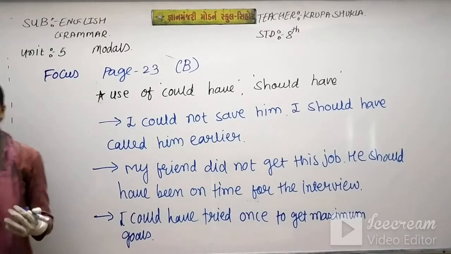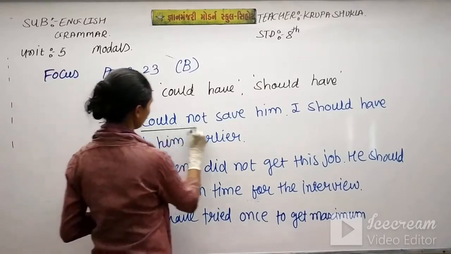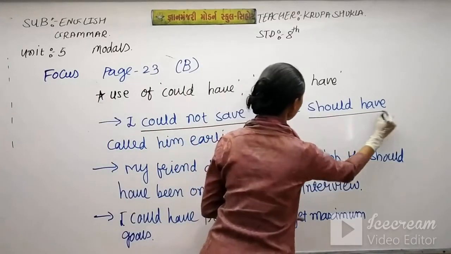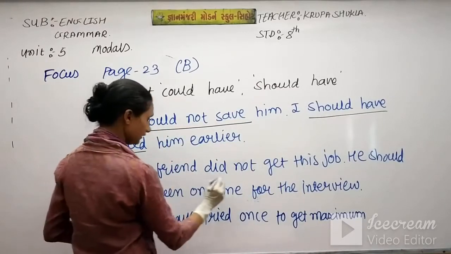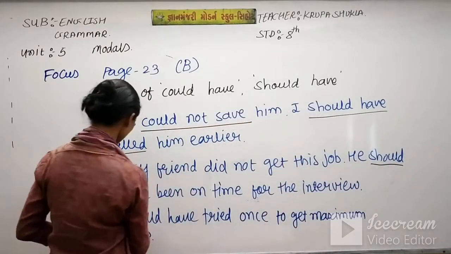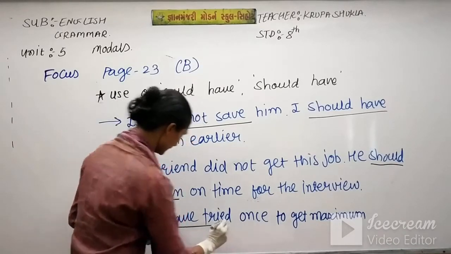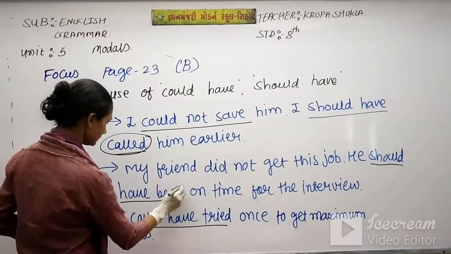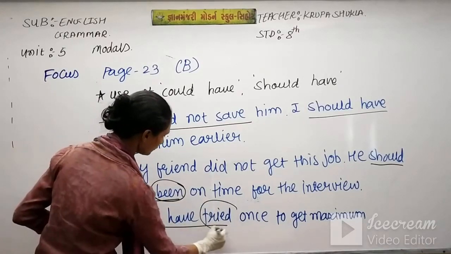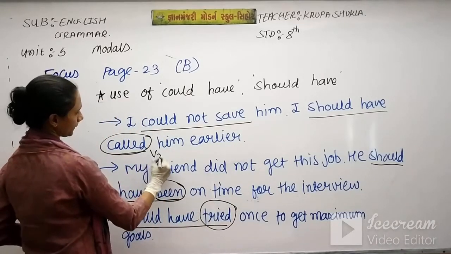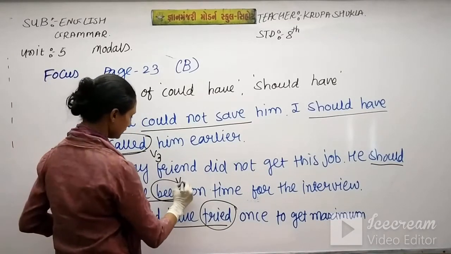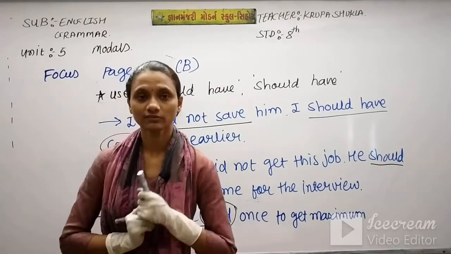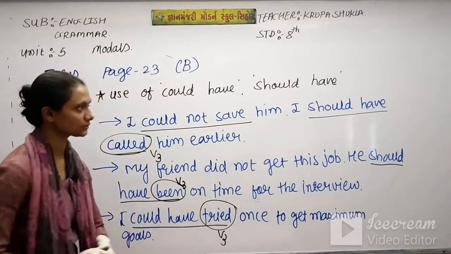Now let me underline that modal auxiliary. See, here we have could have. Here again should have been and could have tried. See, if you have noticed, we have used here the past participle of the verb. So the one rule is to use it always with could have, should have. Please note down this, students.